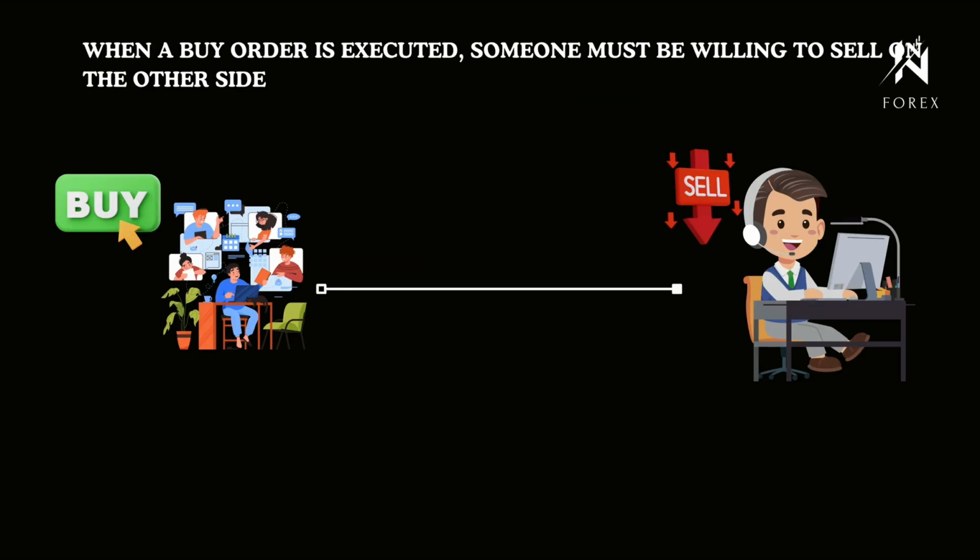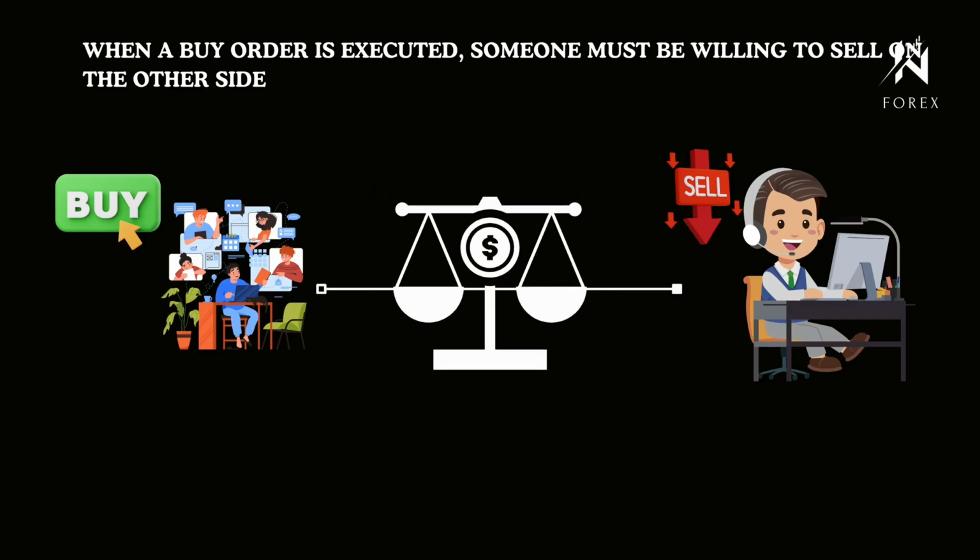Every time a buy order is placed in the market, there must be a seller on the other end to complete that transaction, and the same goes in reverse. These interactions are what influence the movement of currency pair prices. Buyers generate demand, pushing prices up, while sellers contribute supply, placing downward pressure on prices. This constant push and pull is what fuels price fluctuations.